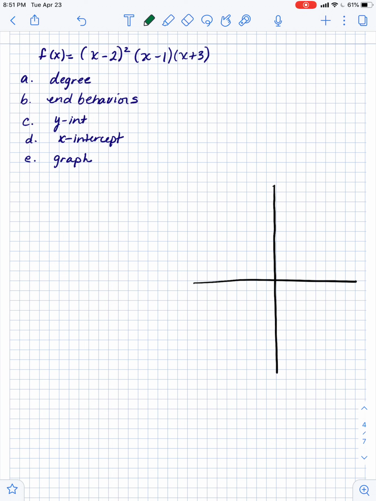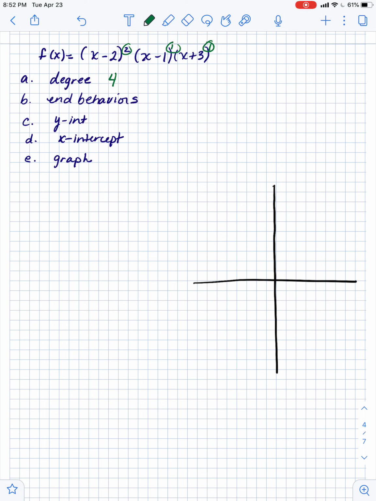So the first thing is, what is the degree of the polynomial? Okay, so hopefully you said that this is a degree 4. Now, how do I know it's a degree 4? Well, if it is already in factored form, what you need to do is just count up your exponents. So 2, 1, and 1. Okay, so a degree 4.